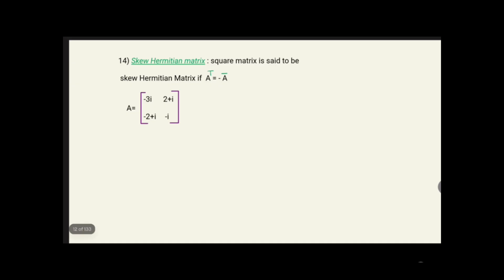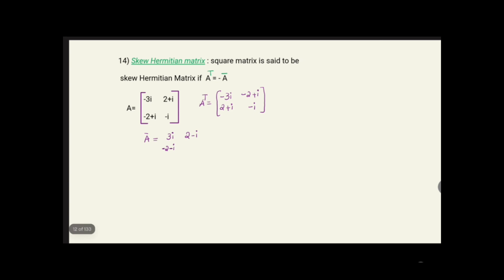Okay, let us start the problem. So first write down A transpose, which is minus 3i, 2 plus i, minus 2 plus i and minus i. That is interchanging the rows and columns. Now I will write down A bar first. What is A bar? We have to change the sign of the imaginary part. Here the first element is minus 3i, so it becomes plus 3i. Second element is 2 plus i, here it will become 2 minus i. Third element is minus 2 plus i. Change the sign of the imaginary part only. So minus 2 minus i.